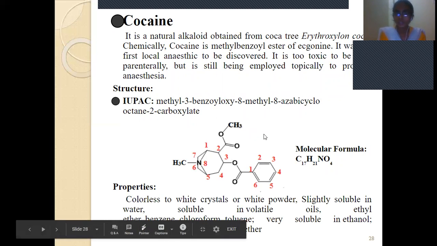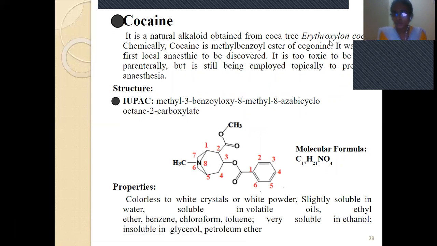It is a natural alkaloid which is obtained from the coca tree, Erythroxylon coca. This is the main plant, and from that plant we get cocaine. Cocaine is the methyl benzoyl ester of ecgonine. It was the first local anesthetic to be discovered, but it is too toxic when given by the parenteral route, though it is still employed topically to produce anesthesia.